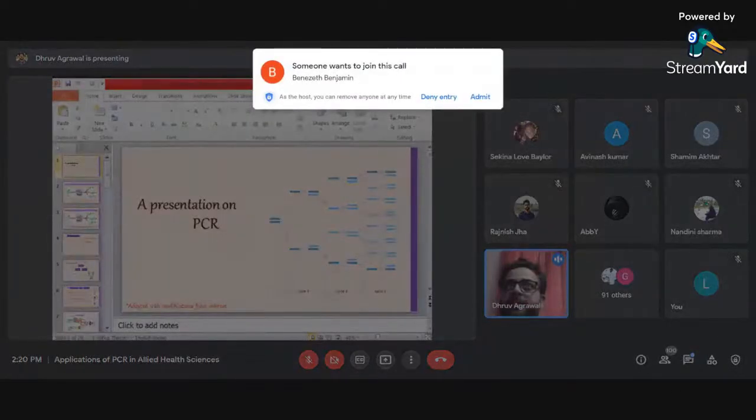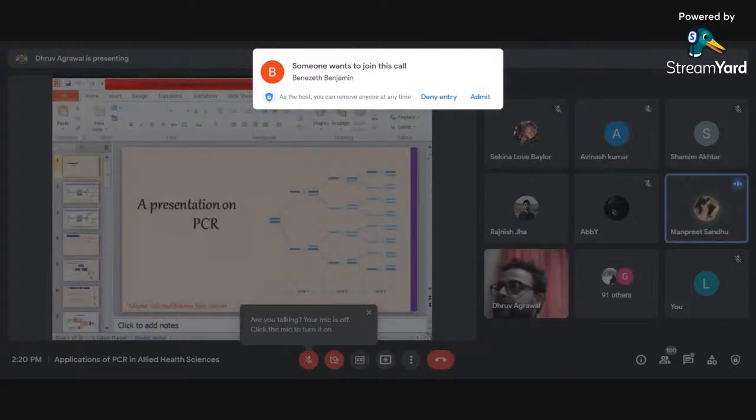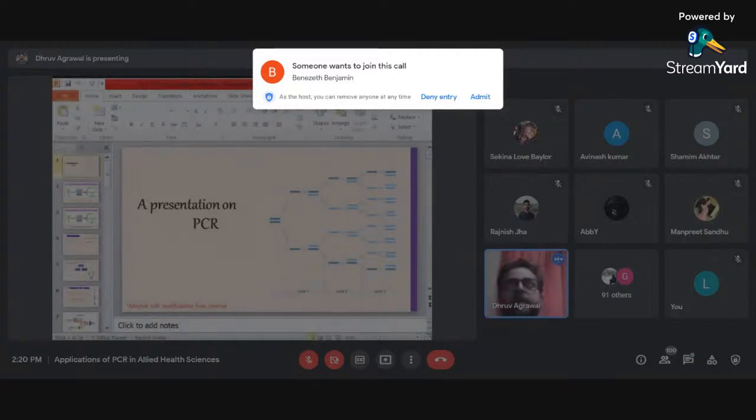So can anybody tell me what is PCR? What is the full form of PCR? Polymerase chain reaction, sir. Very good. So PCR basically means polymerase chain reaction, right? Here on the slide you can see a diagrammatic representation which shows something. What it actually shows, I will tell you in a couple of minutes.